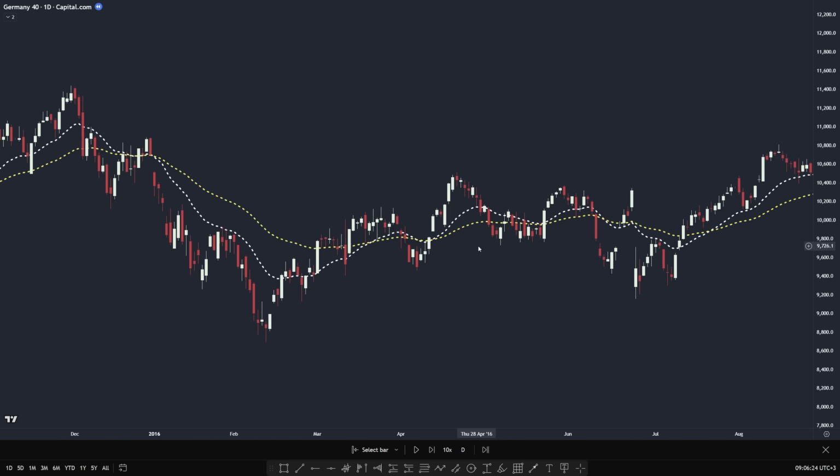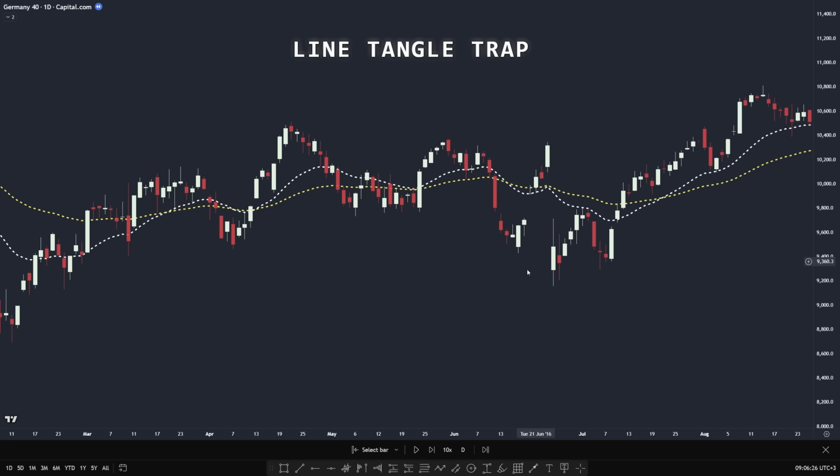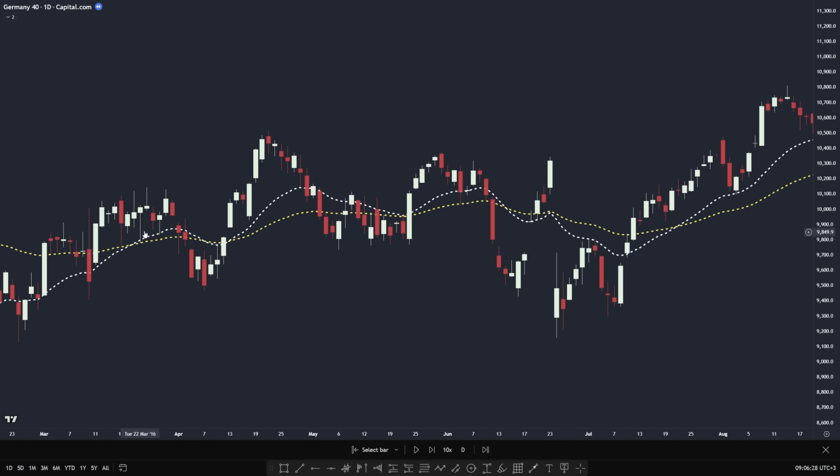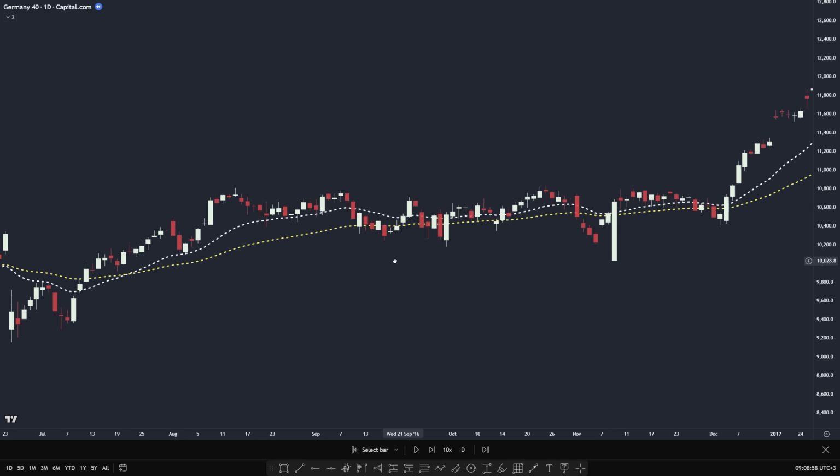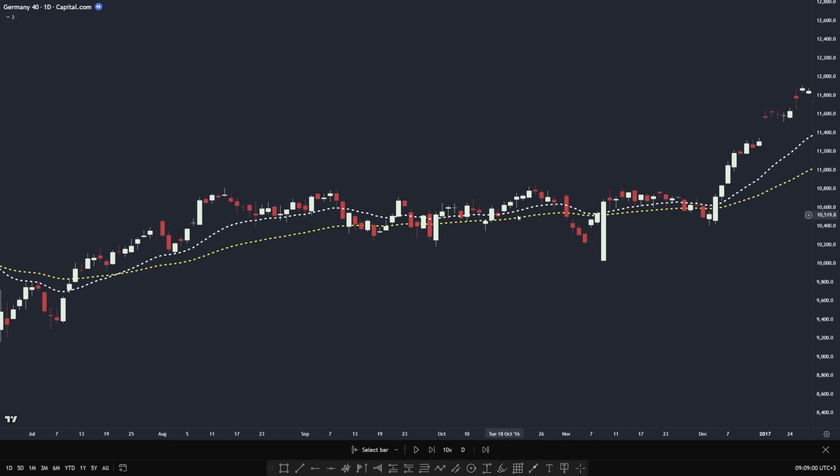Now look at this one. The lines are tangled together, crossing back and forth. No clear order. You close the chart when you see this. And this one. The lines are aligned but flat. No slope. Price just drifting sideways. Again, close the chart. You have no reason to trade.